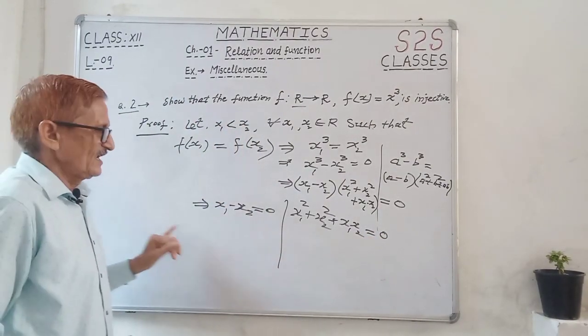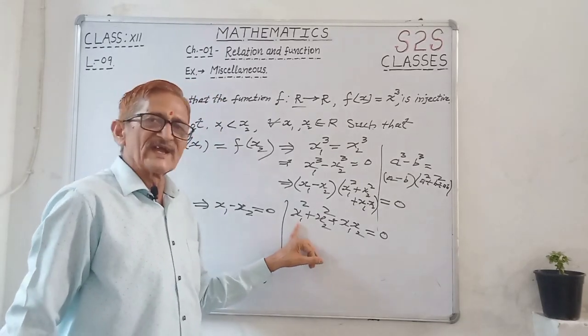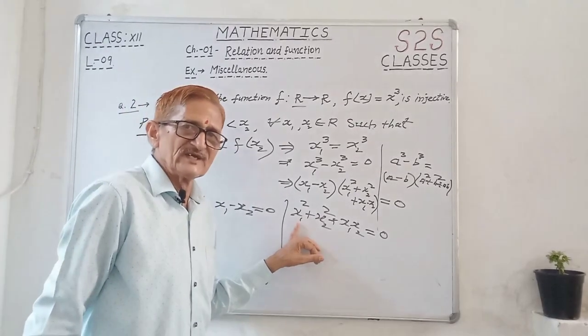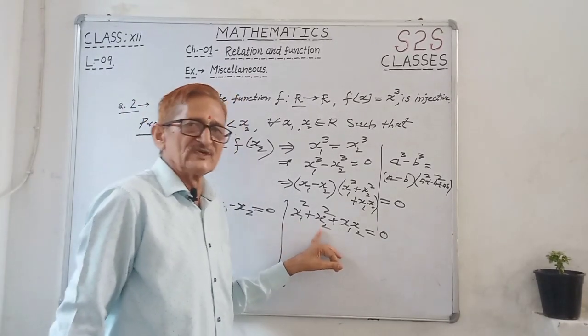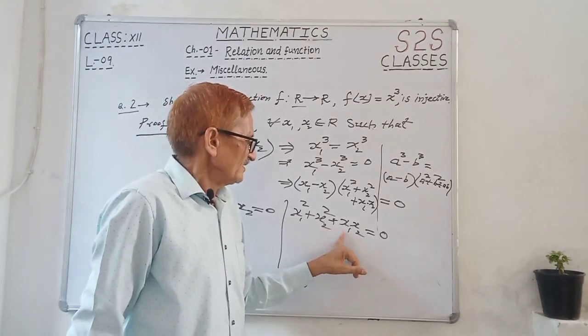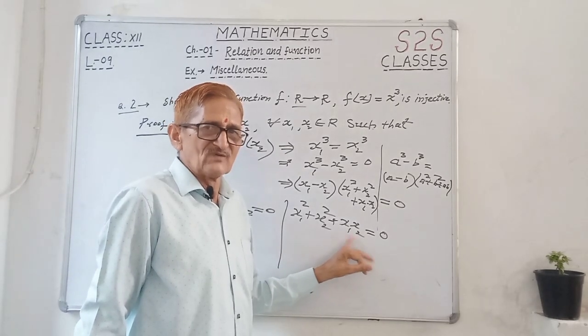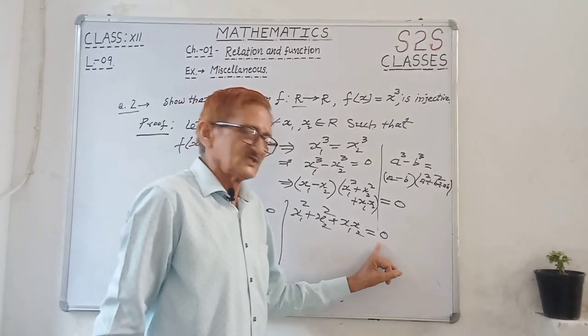Okay, now see here, x1 square, this factor you check. If x1 is negative then the square is positive, x2 negative then also the square is positive. x1 square positive, x2 square positive. If both are negative, x1 x2, the product will be positive, then it will not be 0.